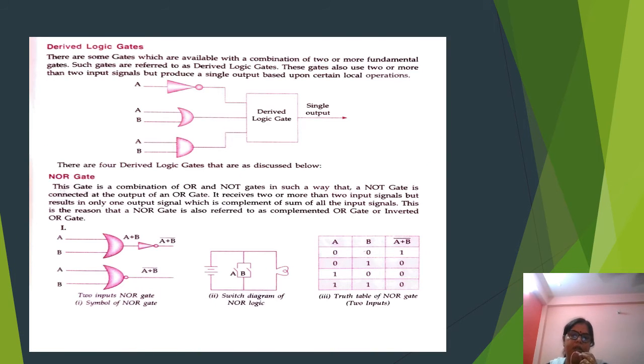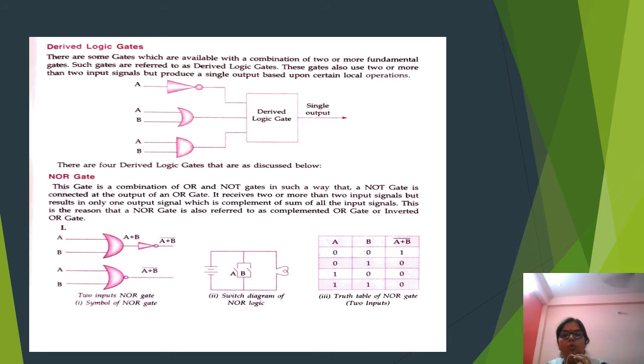Now the derived logic gate. What is a derived logic gate? When the gates are made with the help of a combination of two or more gates, meaning with the help of AND, OR, NOT, it is a derived logic gate. We can say that it is a combination of two or more fundamental gates. Such gates are referred to as derived logic gates.